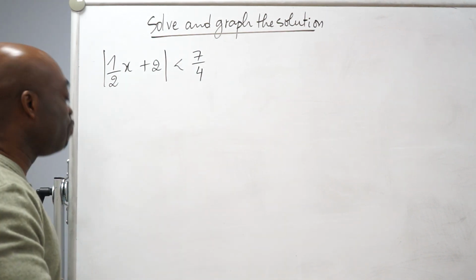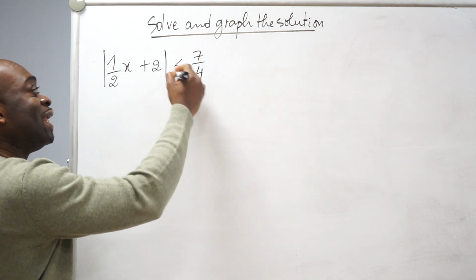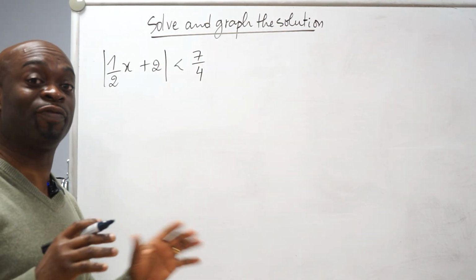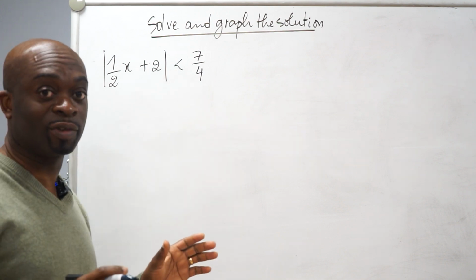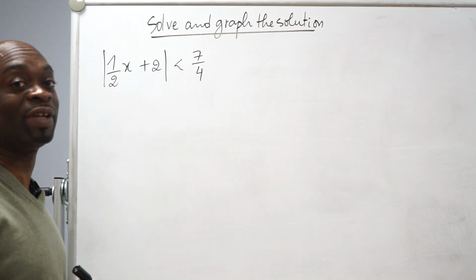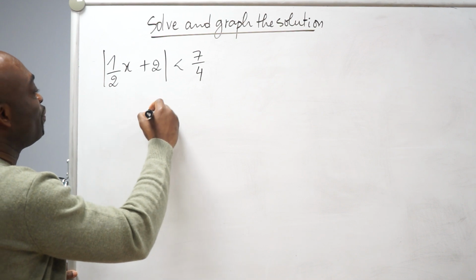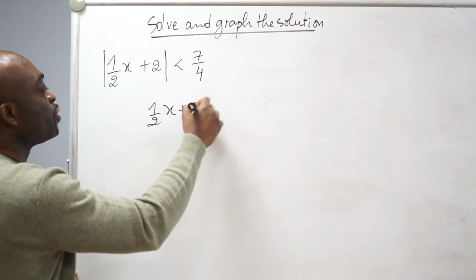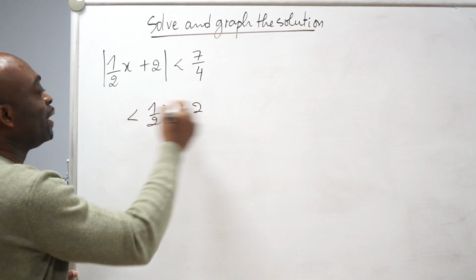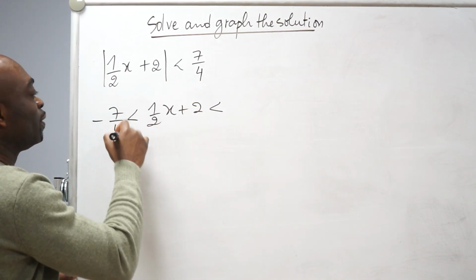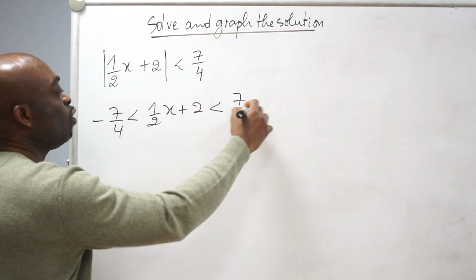Because of the inequality here, which is less than, what's going to happen? We treat it differently than if we have greater than. So how do we do it when we have less than? We're going to have 1/2 x + 2 right in the middle, and then we have negative 7/4 and then positive 7/4.